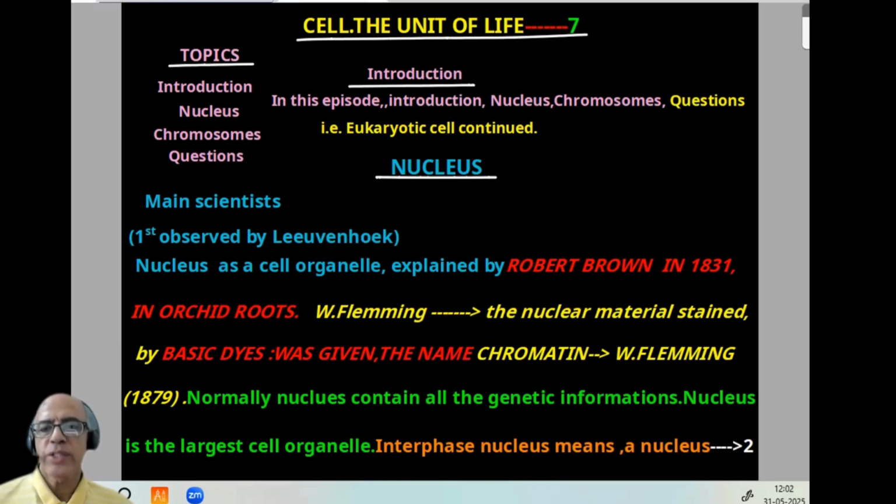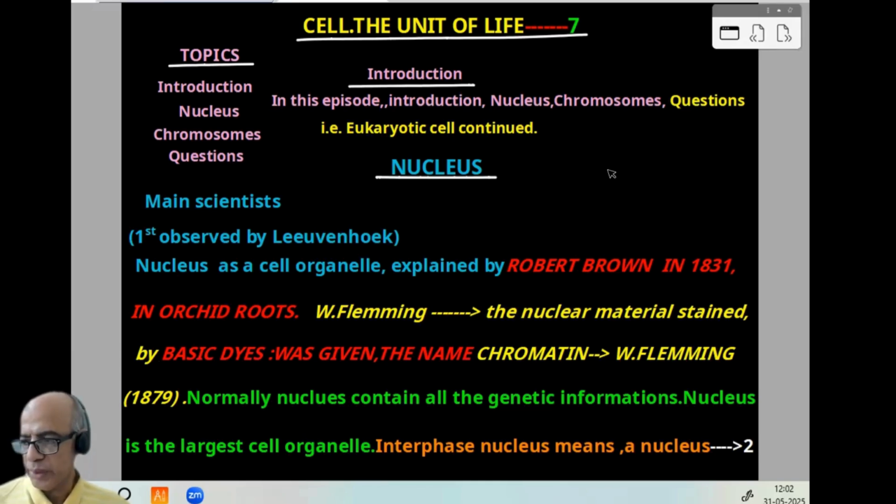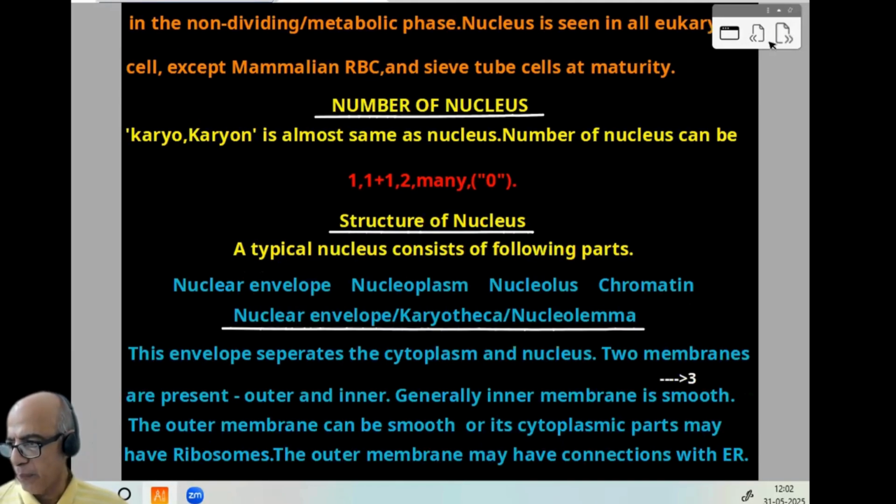Normally, the nucleus contains all the genetic information. That is why I told you it is the controlling unit of a eukaryotic cell. The nucleus is the largest cell organelle. Now there is the term interphase nucleus. So what is meant by interphase nucleus? Interphase nucleus means a nucleus. I think the first page is clear. We can proceed to the second page.